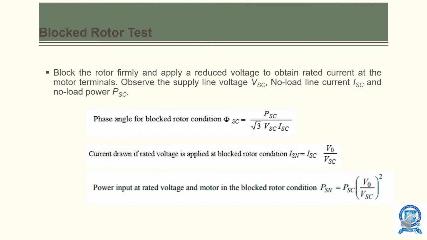V0 is the no load voltage, and VSC is the voltage applied at short circuit condition. Then the power input at rated voltage of the motor in the blocked rotor test, PSN, is equal to PSC into V0 divided by VSC, the whole squared. These values you need to calculate first.